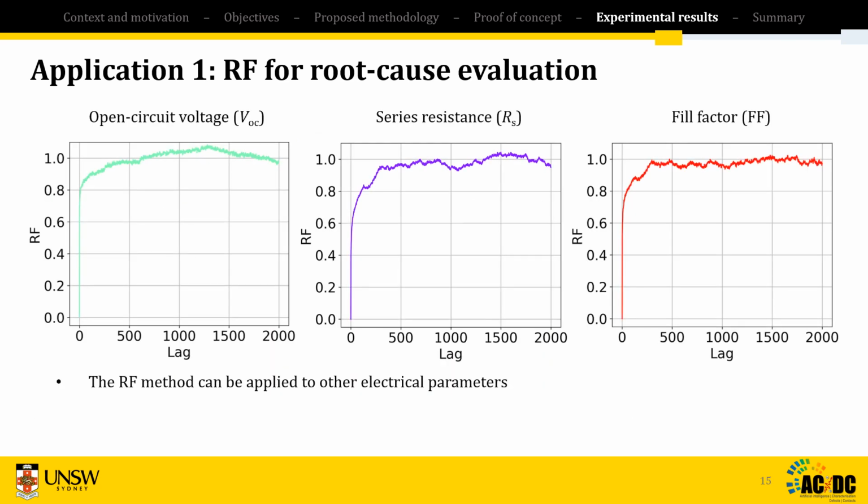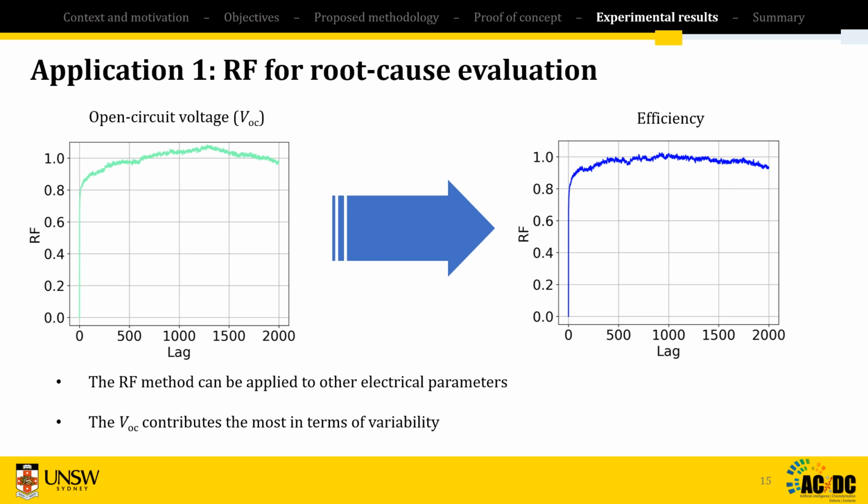So we then apply the RF method to other electrical parameters, and these are the results. And from a simple correlation analysis, we learned that the VOC contributes most to the variance of the efficiency.